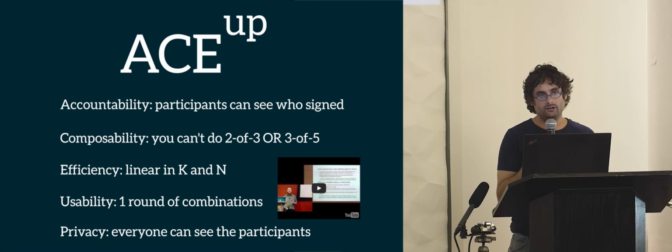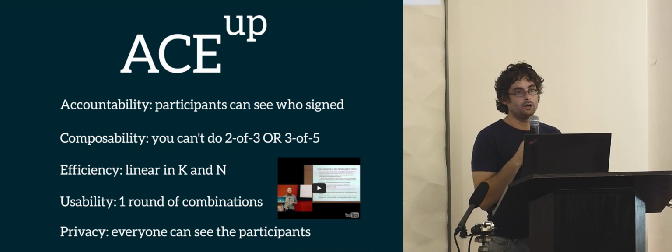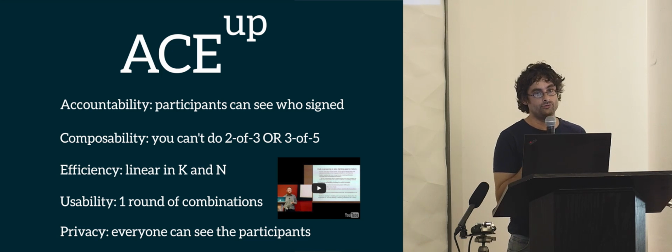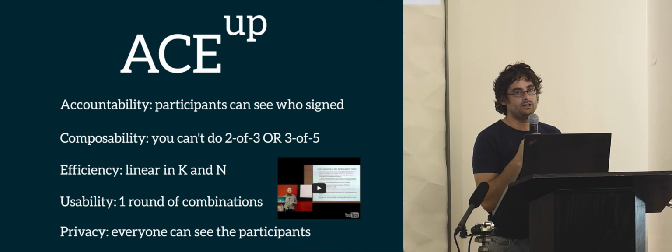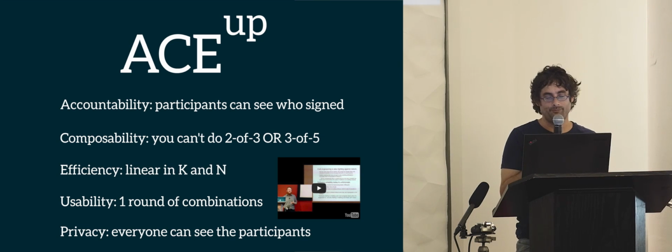So accountability is the ability to see who signed off to spend the funds. If you have a 1 of 10 signature scheme where anyone in a company can spend the money and suddenly the money disappears, you probably want to know who spent it.